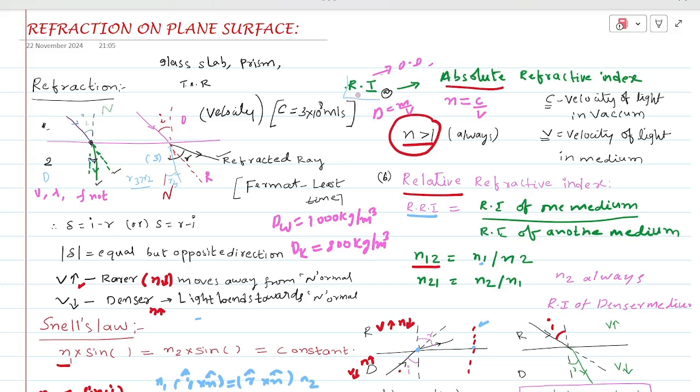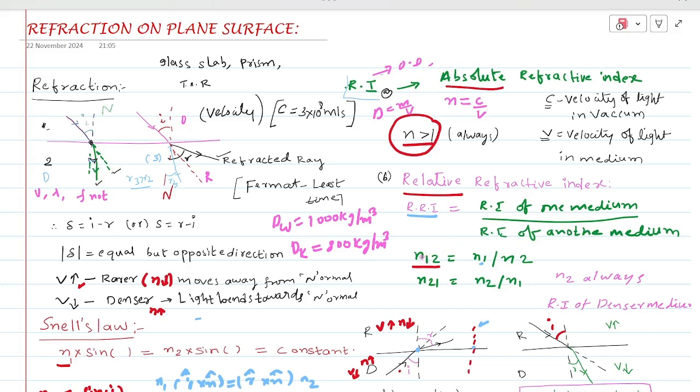Similarly, refractive indexes are of two types: absolute refractive index and relative refractive index. Absolute refractive index means the ratio of the light velocity in vacuum to that in the medium, and this value is always more than 1 because the value of c is more. The relative refractive index is the refractive index of one medium with respect to another medium.